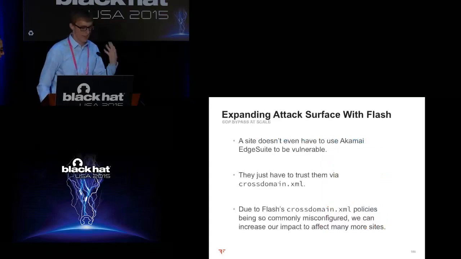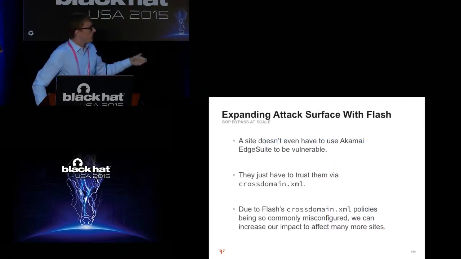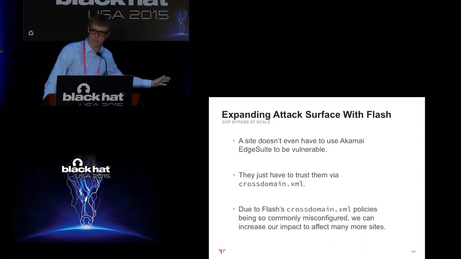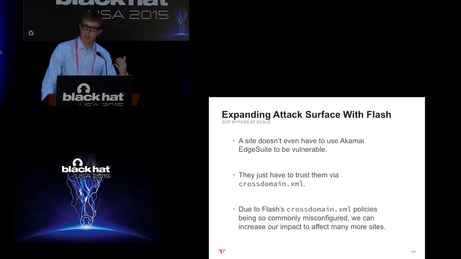And this brings in something else that's quite interesting. You don't even have to be using this vulnerable endpoint. You don't even have to be using Akamai. You may have never even heard of Akamai. But you might be trusting them via your cross-domain.xml policy. And because of this, all of your security is now compromised. So we see what happens when we do this wildcard of trust. When we expand our attack surface so greatly, we open ourselves up to attacks like this.